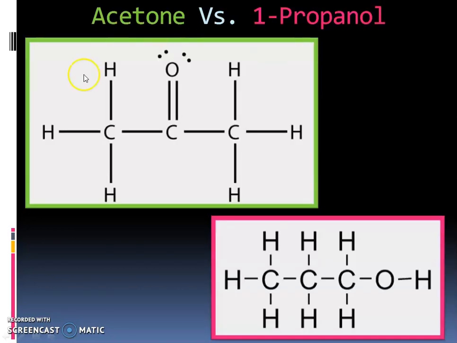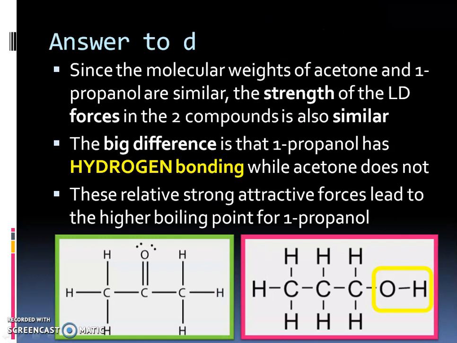So here is acetone in the green and the 1-propanol in the pink. So now this should kind of trigger something as to help you answer the letter D. All right, and now pause, and hopefully this makes sense.